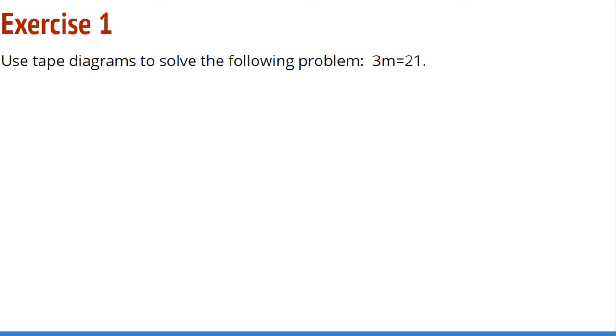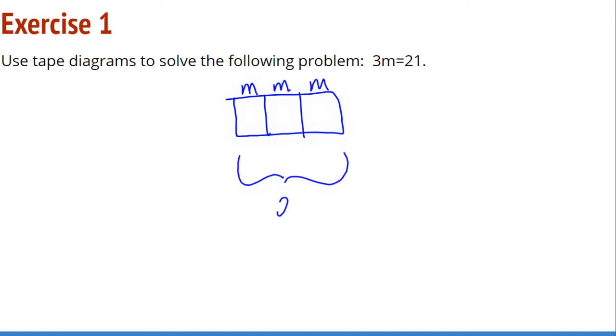Now we've looked at enough of these that I'm going to show you a slightly different way to do the tape diagrams. So I've got 3 of m. So I've got my 3 here, m, m, and m. And I know that altogether that's equal to 21. So instead of drawing 2 tape diagrams, I can start to combine my tape diagrams.